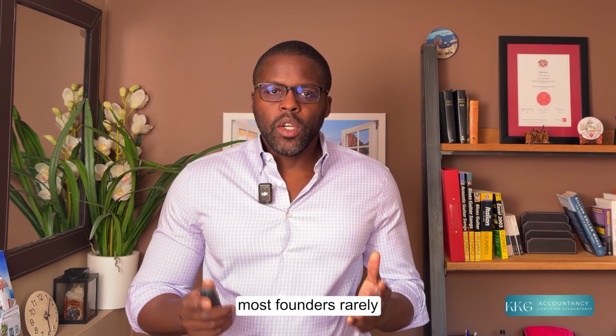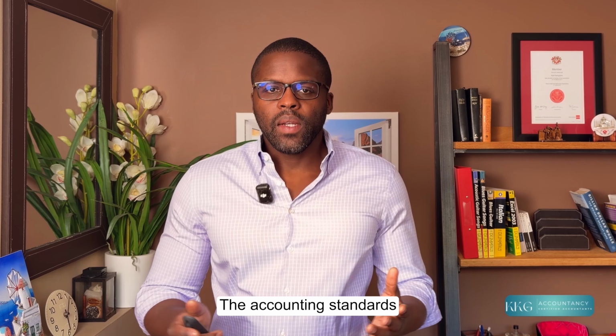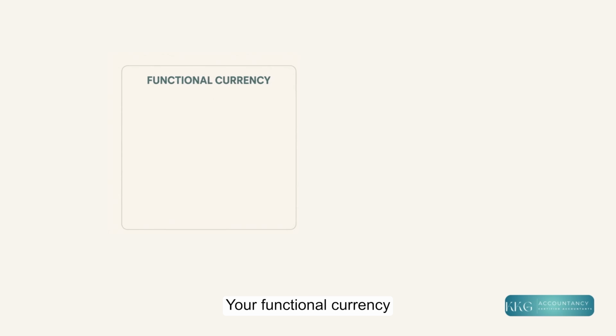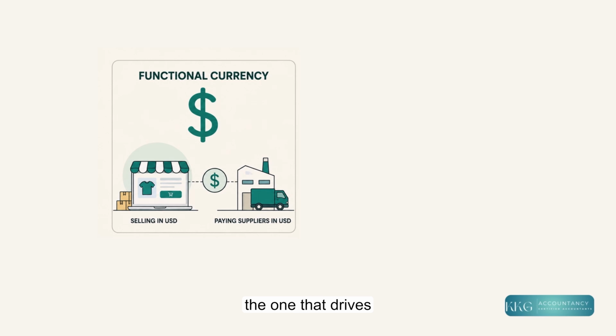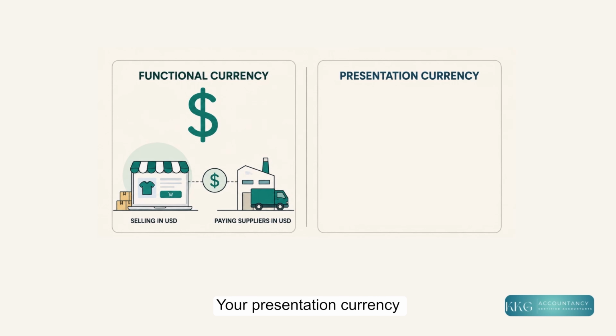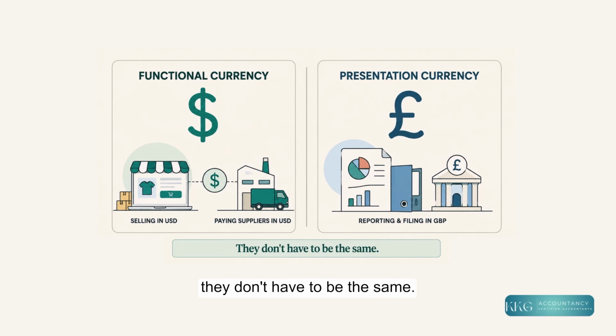One underlying question most founders rarely consider is, which currency does your business actually operate in? The accounting standards separate two ideas. Your functional currency is the currency of the world you really operate in. Broadly, the one that drives your sales prices and your costs. Your presentation currency is just the one you file in, which for a UK company and Companies House is normally pounds. And here's the thing, they don't have to be the same.